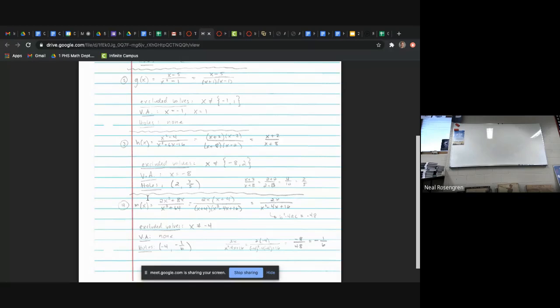But when I write my vertical asymptotes, I want to write them all separately. Don't write them together as one thing, because you have 2 different lines. We're going to draw these dashed lines at both of those spots. So x equals -1 and x equals 1 are both going to be vertical asymptotes. And because we didn't divide anything away, there aren't any holes.